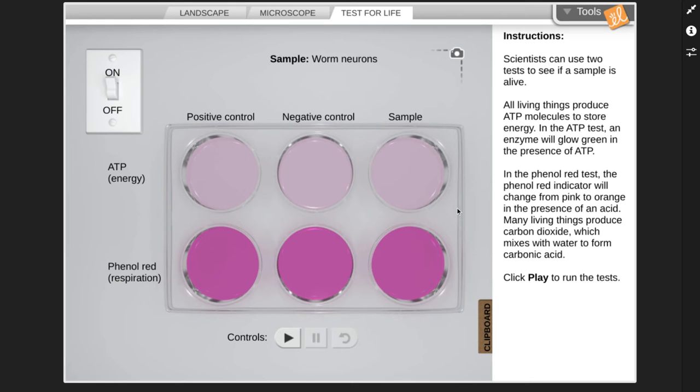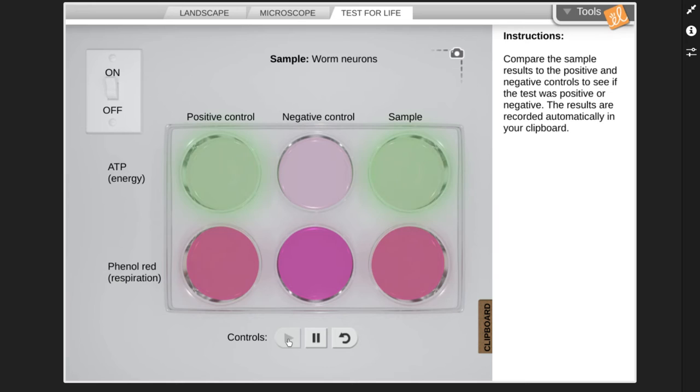So that's why ATP is a good tester. And then phenol red shows that they are producing carbon dioxide. And so that's what we're going to look at here. And notice that there is an on and off light switch, but we'll talk about that in a minute. All right, so what you're going to do at the bottom is you're going to press play.